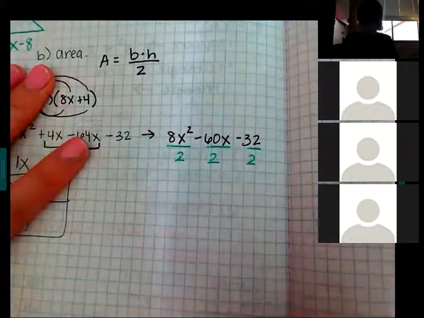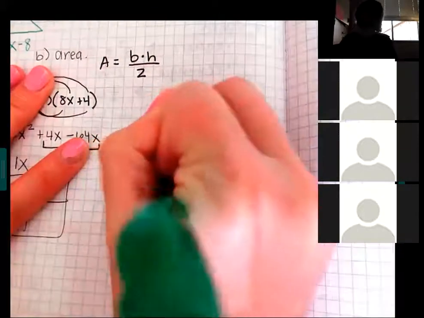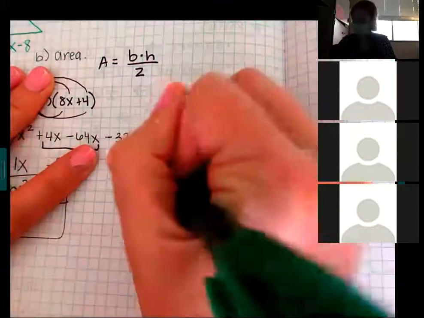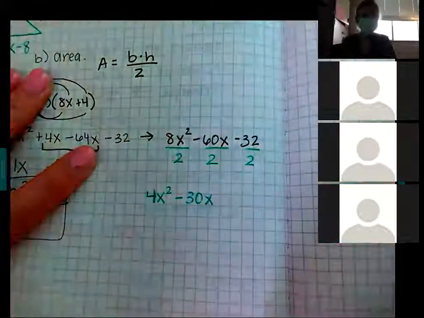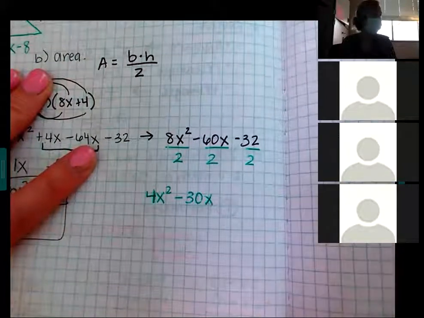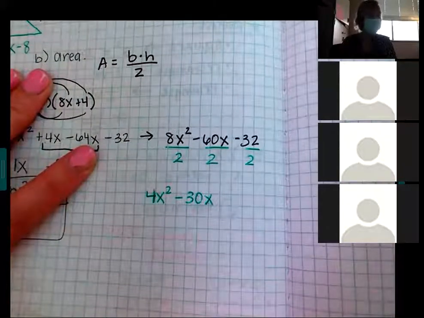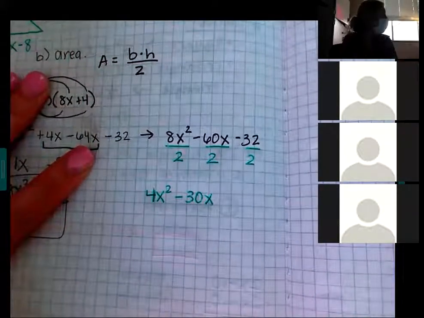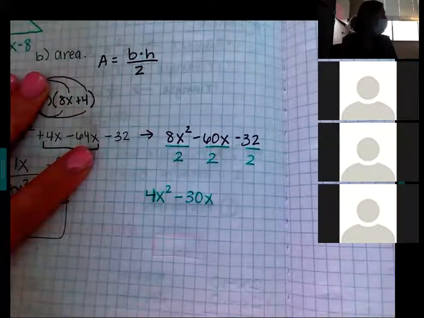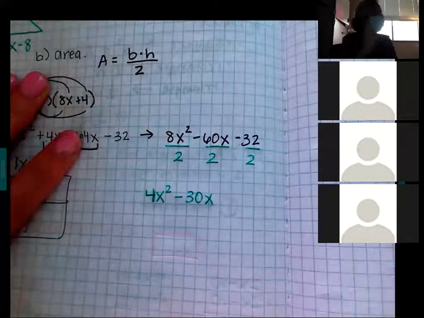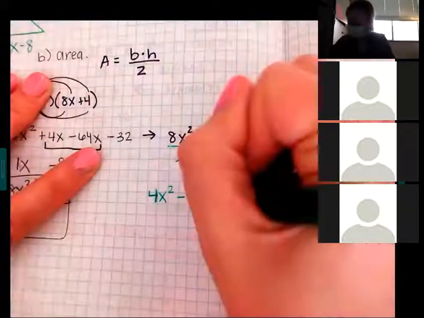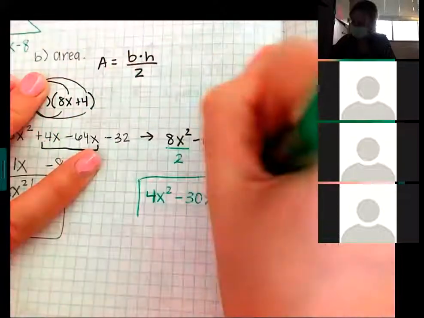So what's 8 divided by 2? 4x squared. Good. What's 60 divided by 2? 30, and it's negative. Good job. So minus 30x. What's 32 divided by 2? Be careful. Y'all, you could check easier ones like, 15 and 15 is 30. 10 and 10 is 20, baby. If 15 and 15 is 30, why would you go down? We need to go up because 32 is bigger, right? 16 and 16 is 32. Good job. So this would be minus 16. This is your area of the triangle.